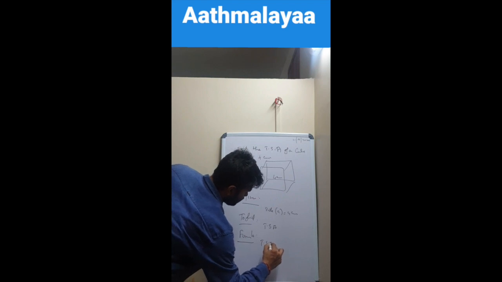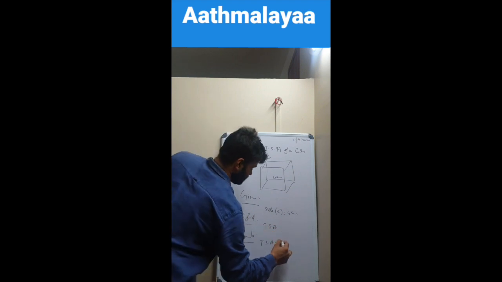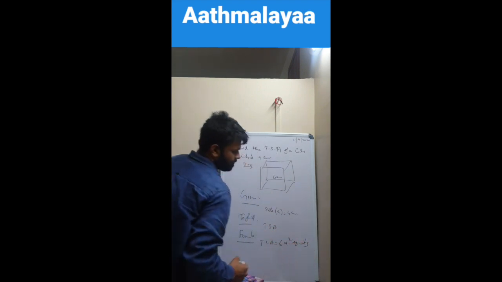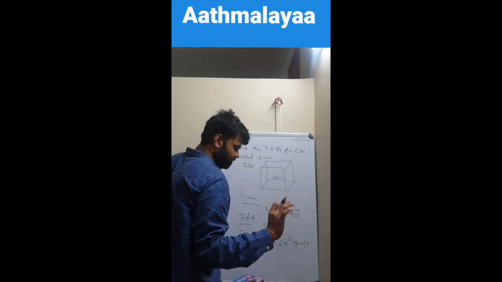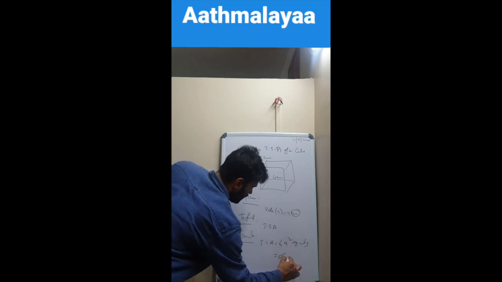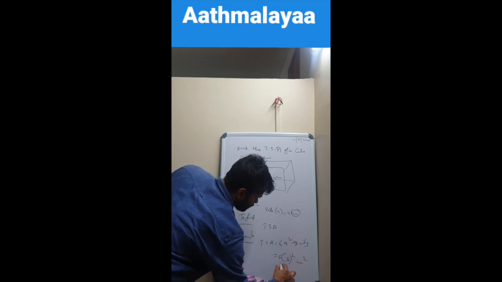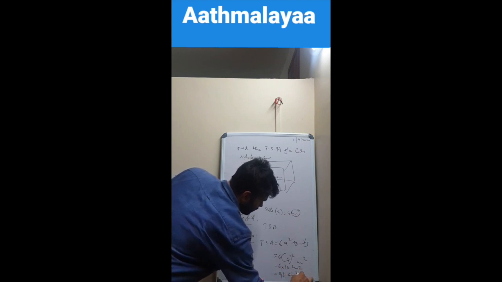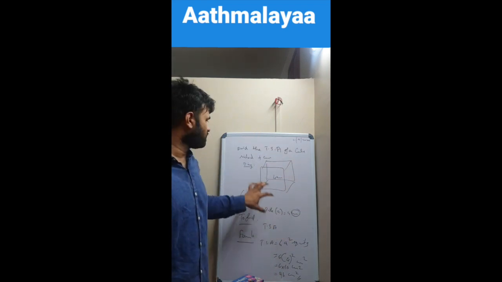Total surface area is equal to, what is total surface area? How many surfaces does a cube have? 6a square units. Here you can write, since it is given in centimeter, you can write as 6a square centimeter. So substitute a as 4 centimeter. So 6 into 16 centimeter square, which is nothing but 96 centimeter square. So first thing for this chapter is diagram, life.